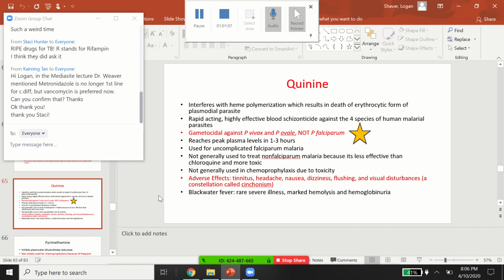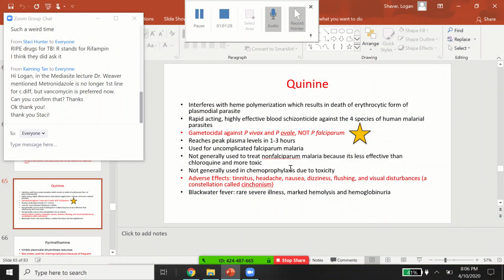And then you have quinine. So quinine is gameticidal against P. vivax and ovale. So that kind of reminds me of that first one we talked about. And it's not really effective against P. falciparum. If she did ask you a question with quinine as the answer, it's probably going to be more an adverse effects type question.